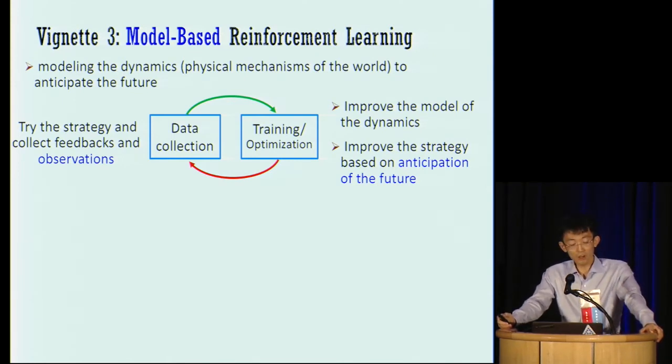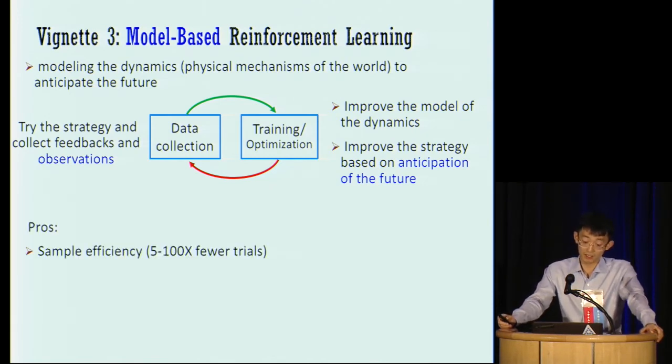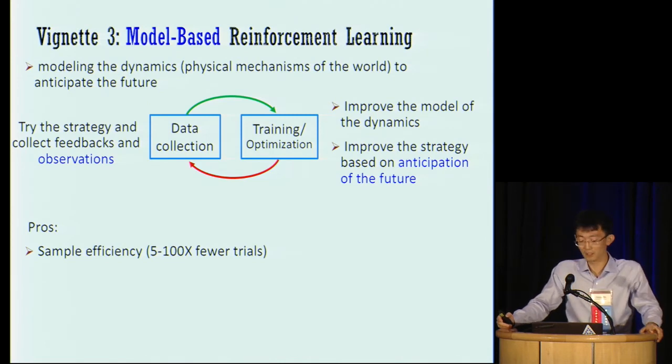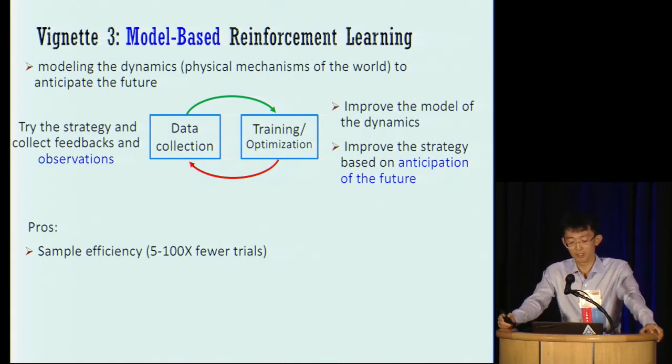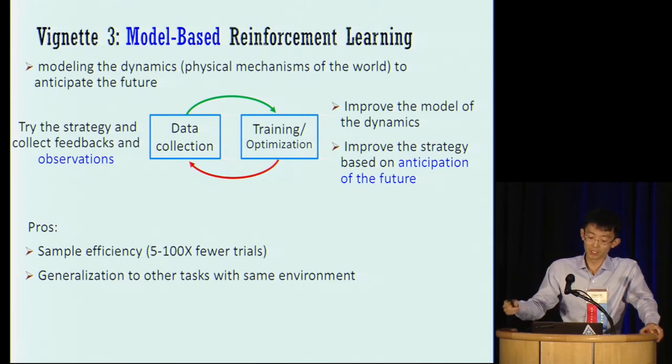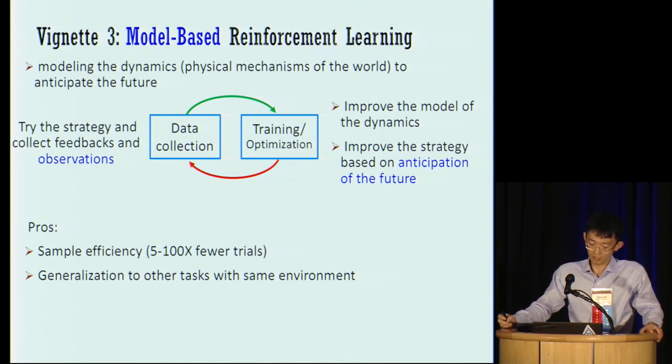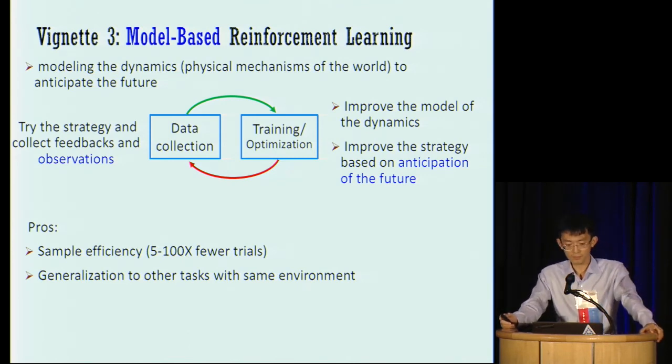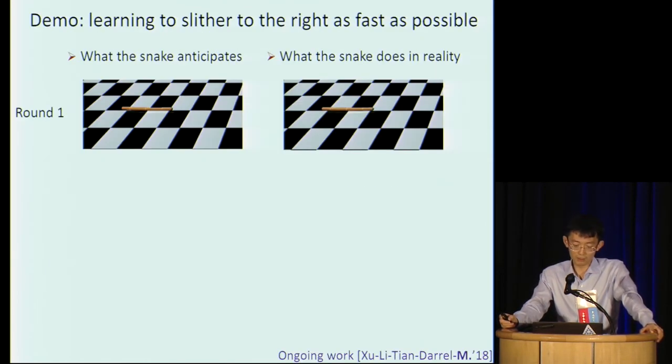Because now we are using more information about the physical states, we get sample efficiency. And people believe that if we do this well, we can improve sample efficiency by at least one order of magnitude. Another possibility is that this idea can generalize to other tasks in the same environment, because we have a model of the environment, of the dynamics of the environment. So this is a very active research area in the last one or two years. And let me just show you some recent ongoing work.